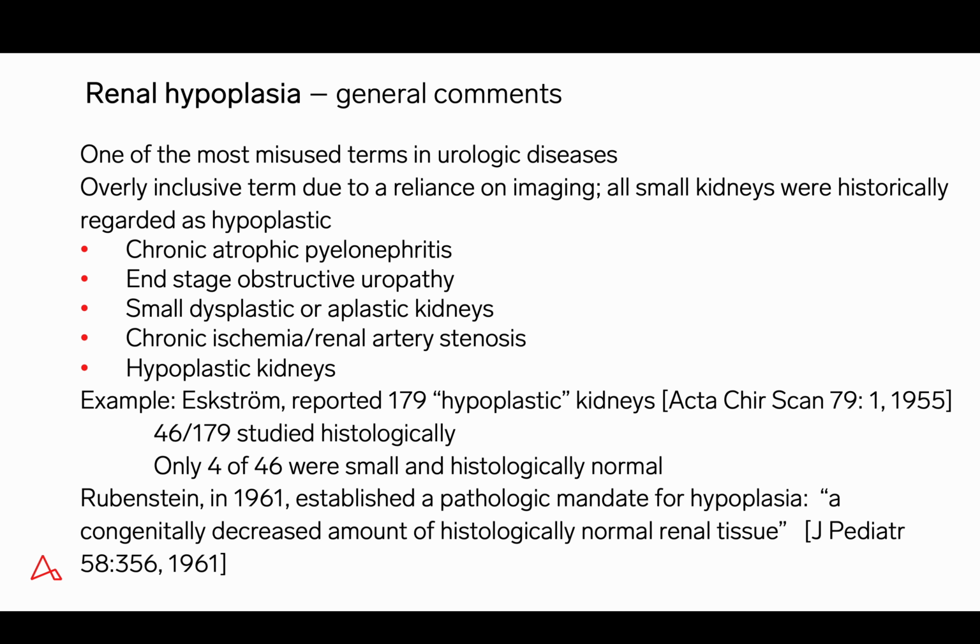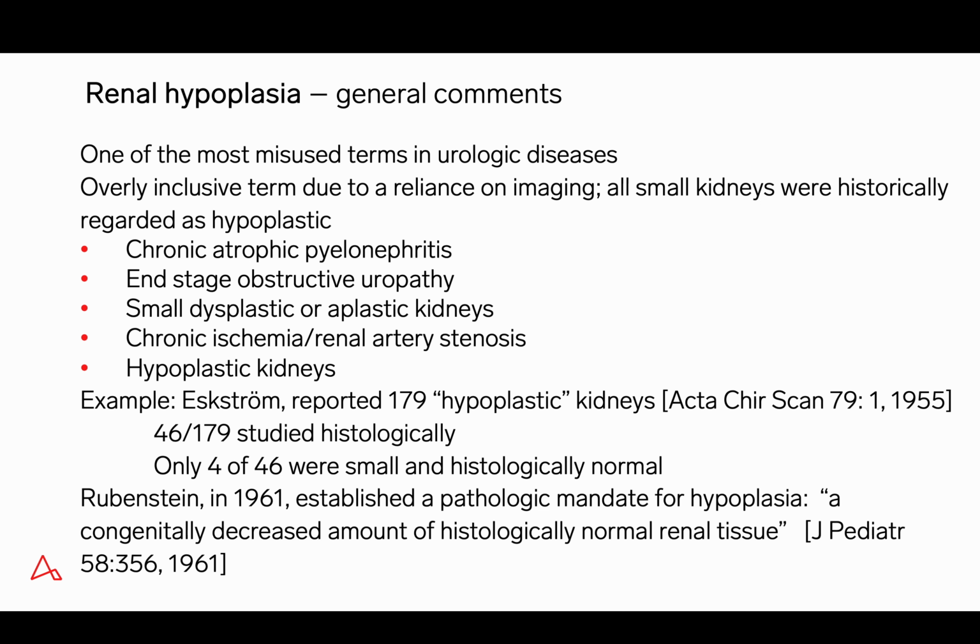An example of this is the largest series of renal hypoplasia, or so-called hypoplasia, which was reported by Ekstrom way back in 1955. Of 179 cases, 46 were studied histologically, and only 4 of 46 were small and histologically normal. That's important because normally developed nephrons must be present in order to diagnose renal hypoplasia.